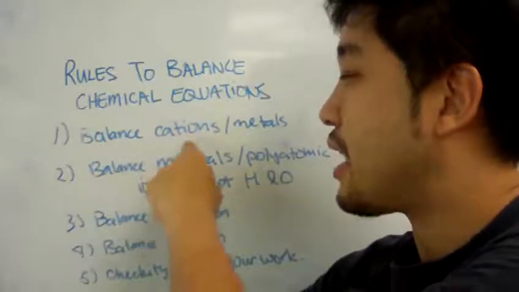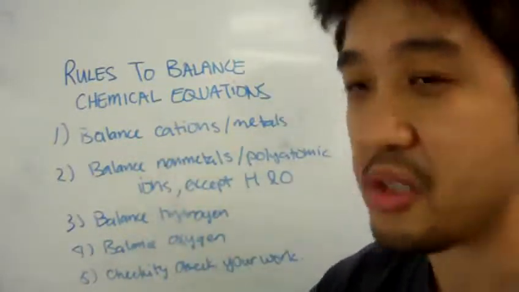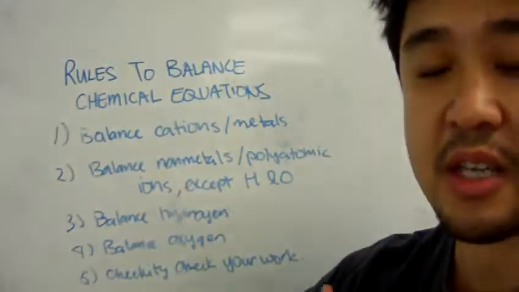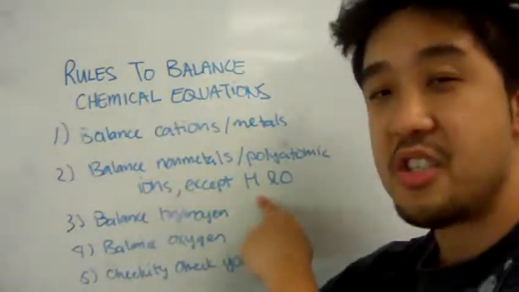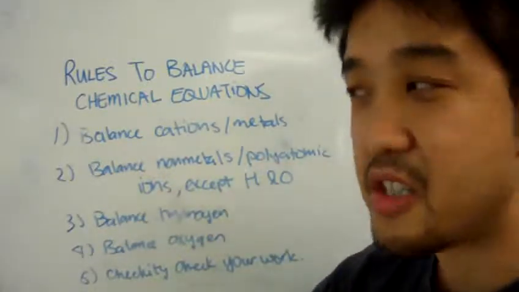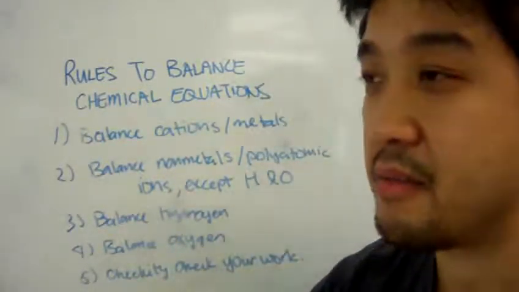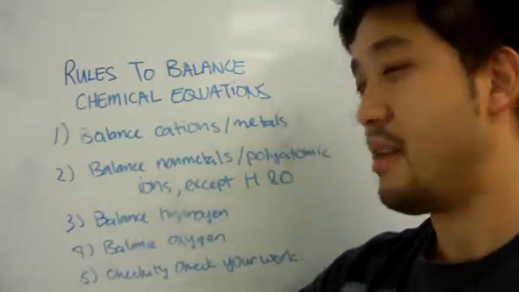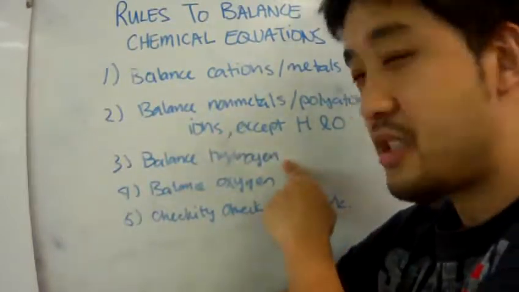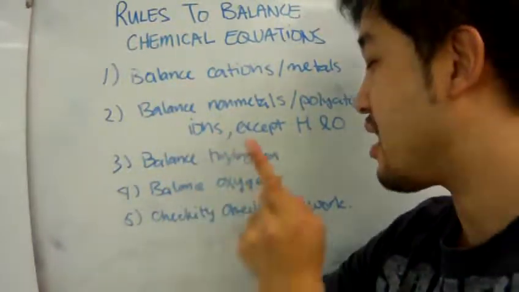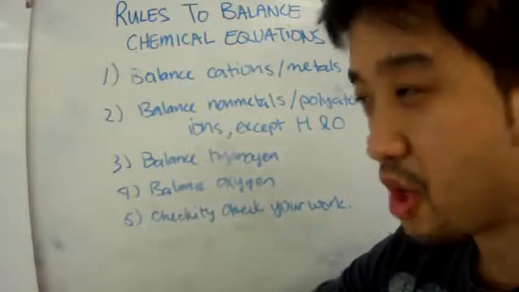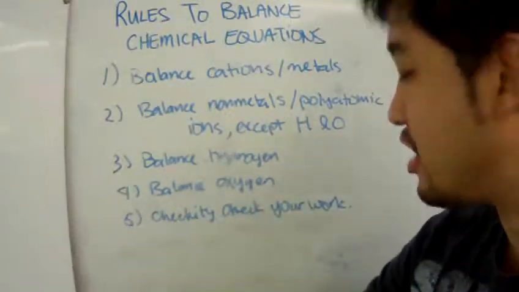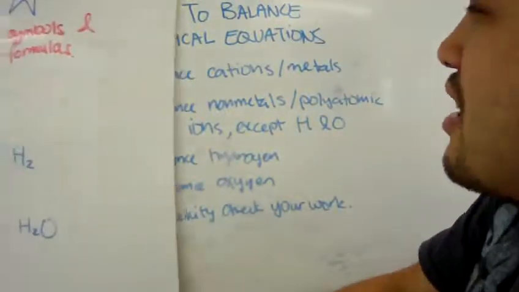First, you balance the cations or metals in the equation. Secondly, you balance the nonmetals or the polyatomic ions in the equation, except for the hydrogens and the oxygens. Why? Because hydrogens and oxygens tend to be everywhere all the time, like buggers. Then you balance the hydrogens. After balancing the hydrogens, you balance the oxygens. And then, of course, you have to chickity check your work. Chickity check it out before you wreck it out.